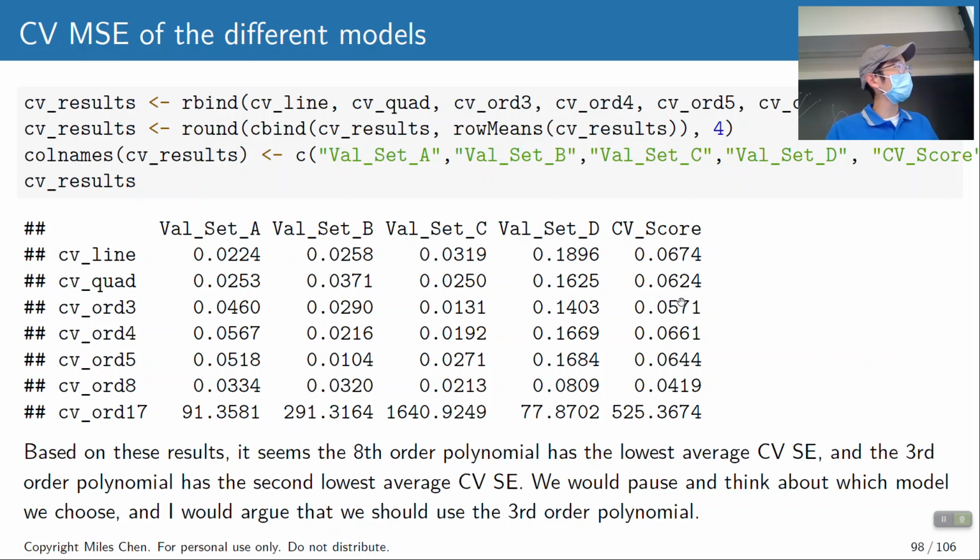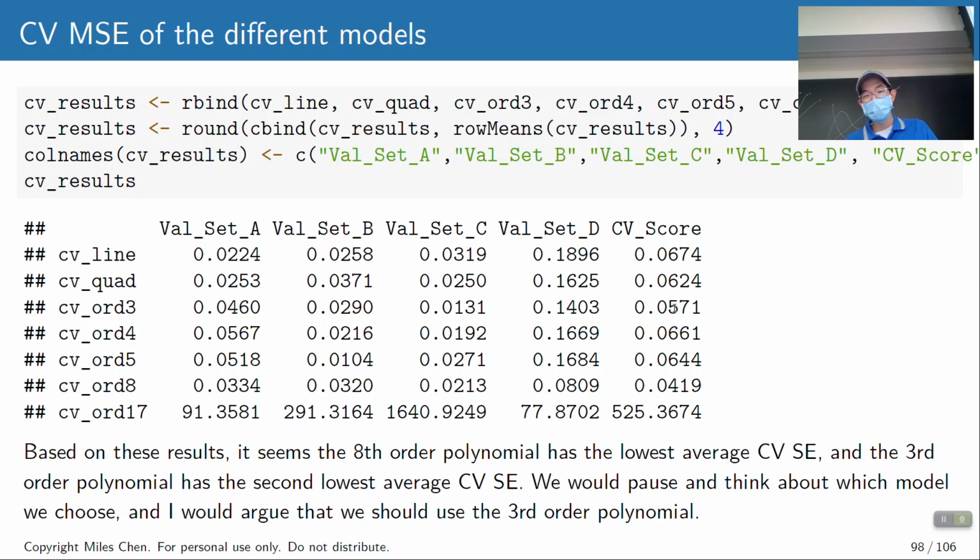And I calculate the average for the different models that I checked. Okay, and so looking at the cross-validation score, the one with the smallest average here is the 8th order polynomial, 0.0419. And then the next best performing is the 3rd order polynomial of 0.0571.